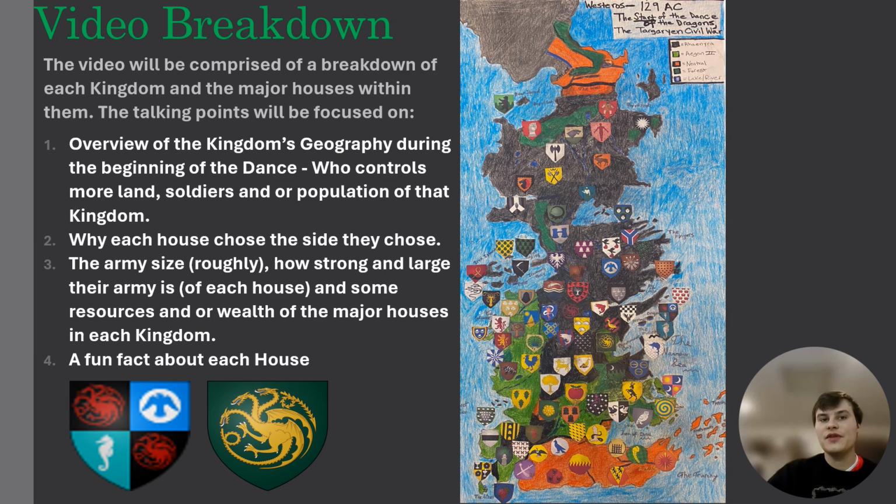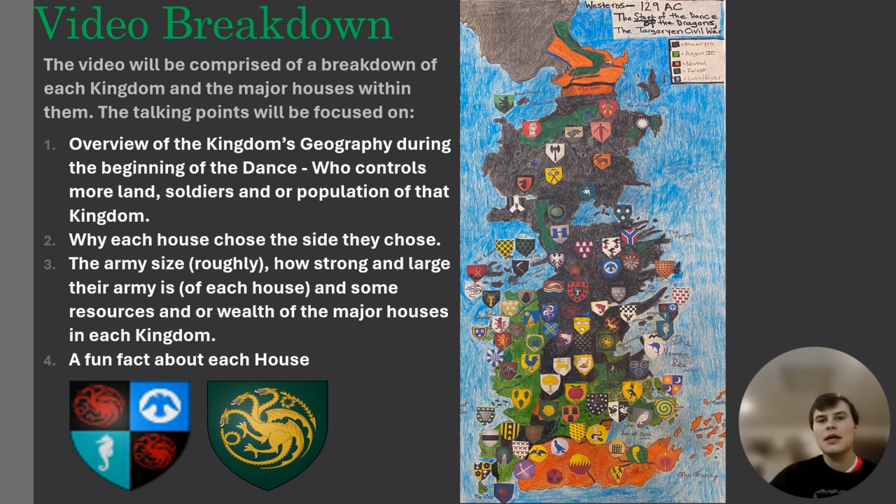Okay, so the video breakdown. This video will be comprised of a breakdown of each kingdom and the major houses within each of them. But just for reference, I will not talk about every single house in each kingdom. That is why the populations in the next few slides may not exactly add up to the total populations and/or army sizes. I covered the most significant houses at this time in the story, meaning the houses that mattered most to the story. For example, like the Cargills. They're a small house in the Crownlands, but the Cargills, Eric and Arik, are a great example.